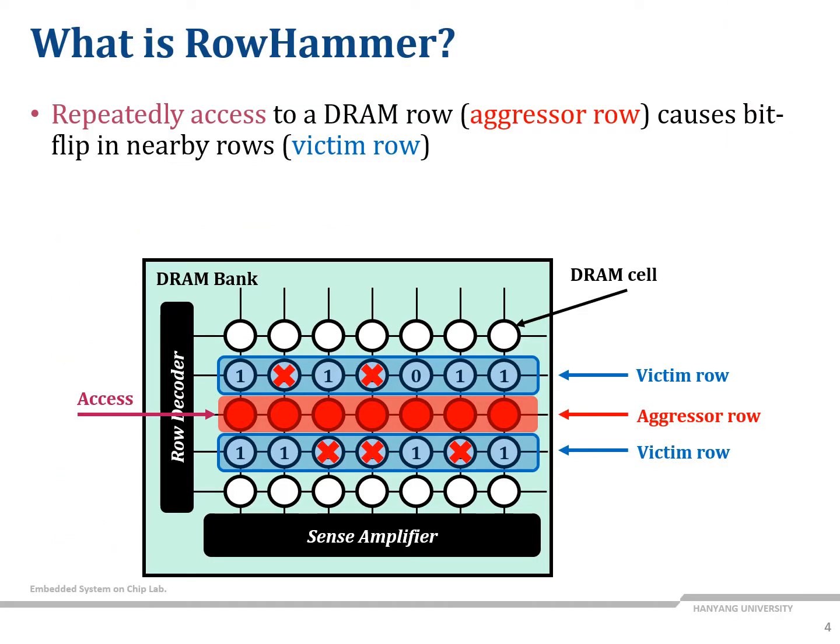I'm going to explain what RowHammer is. Repeated access to a DRAM row, which is called the aggressor row, causes bit flips in nearby rows. The rows in which bit flips occur are called victim rows. This phenomenon is commonly referred to as RowHammer.